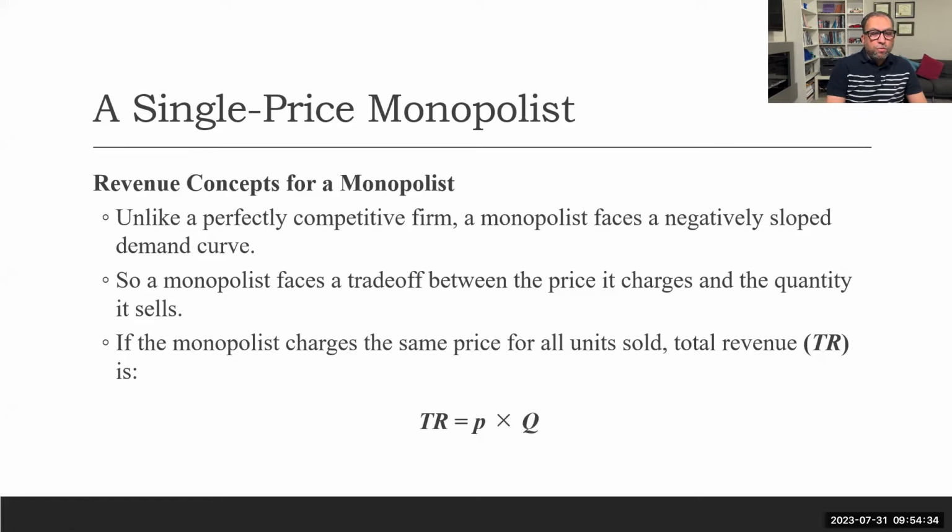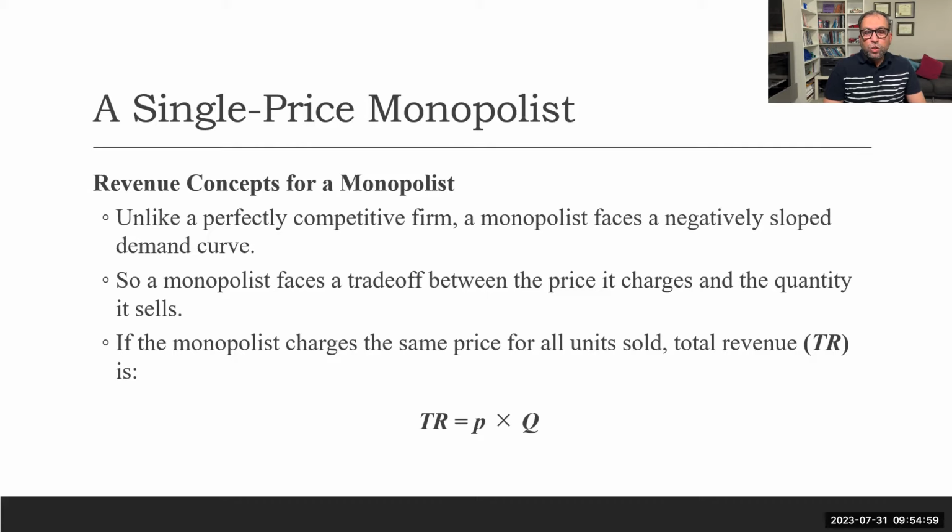Revenue concept for a monopolist: unlike a perfectly competitive firm, a monopolist faces a negatively sloped demand curve. That's a big difference between a monopoly and a competitive firm. A competitive firm is facing a horizontal demand curve. However, the monopolist is facing a downward sloping demand curve. So a monopolist faces a trade-off.